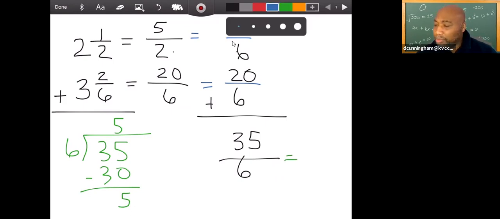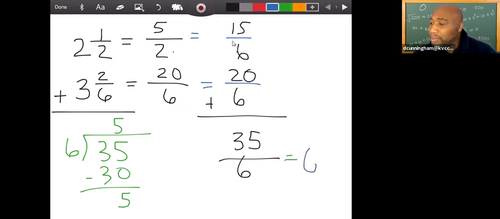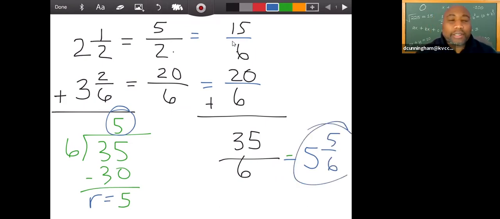So how would I write this as an answer? Let's put this in blue. Excuse me, there we go, blue. This would be 5 with our remainder. This is our remainder, 5 over 6, 5 and 5/6. And that's our answer. And that's how you add mixed numbers with fractions.